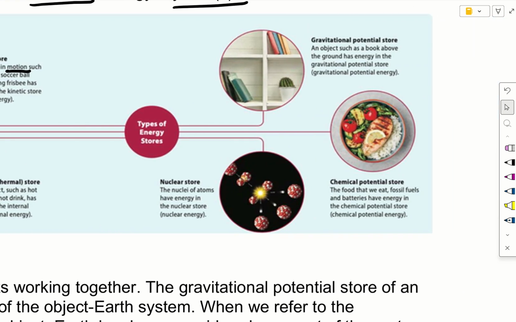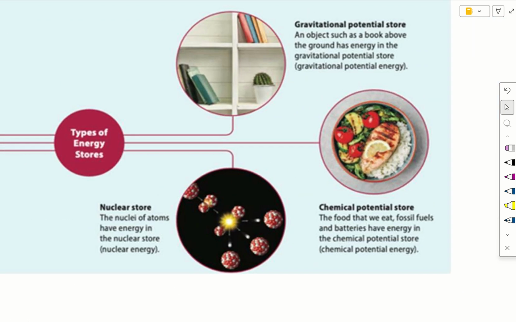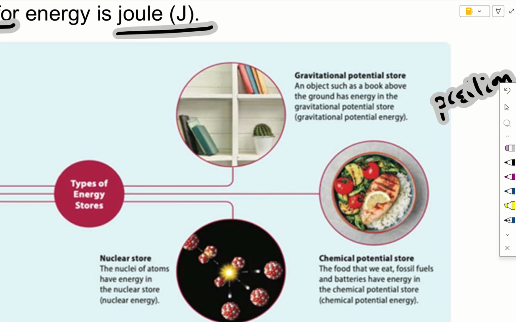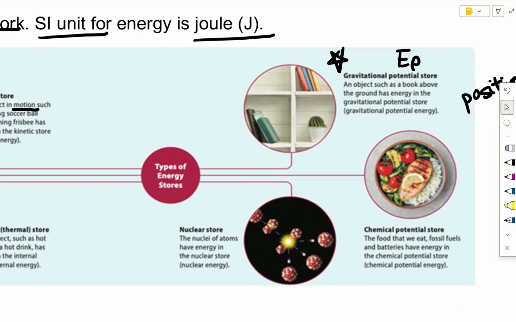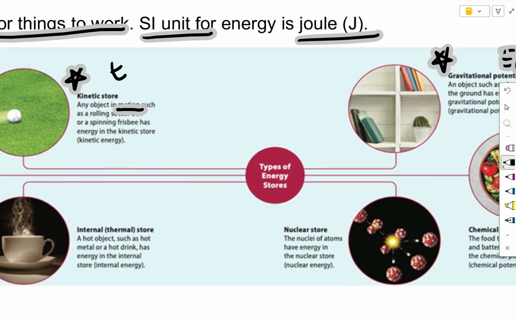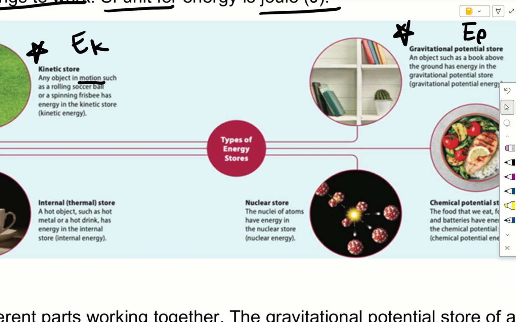Next is the gravitational potential store. An object such as a book above the ground has energy in the gravitational potential store. It's basically due to the position above a certain height. And we also focus a lot on this, E_P, because it involves calculation.